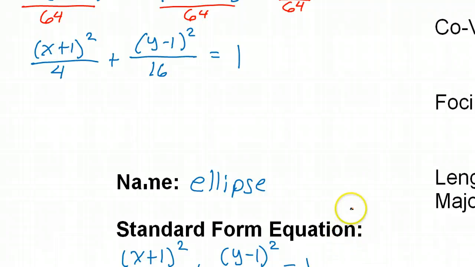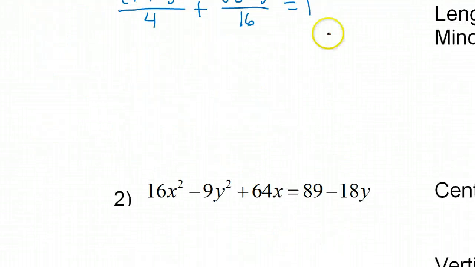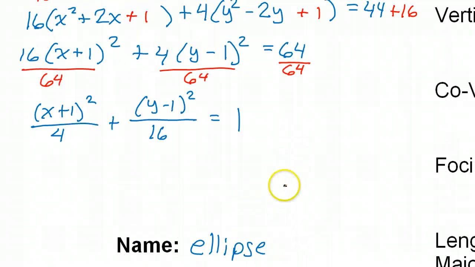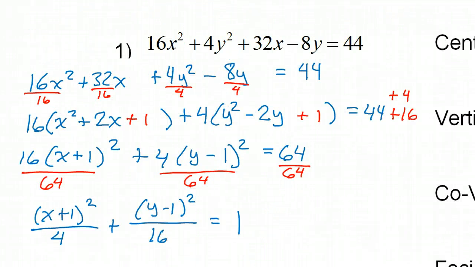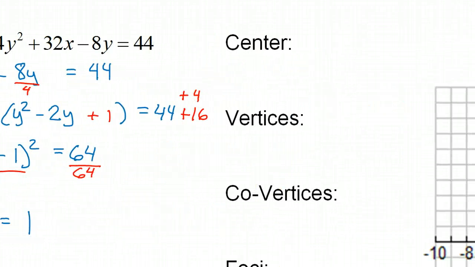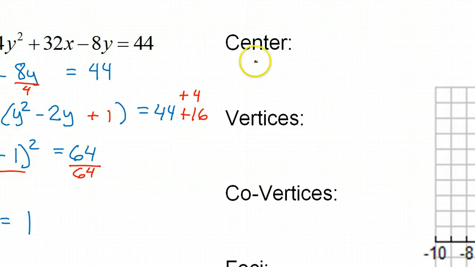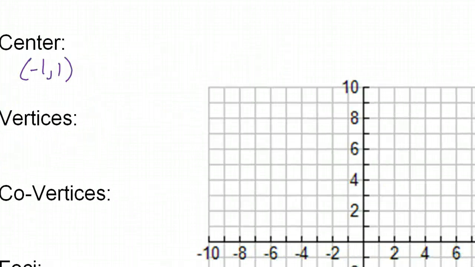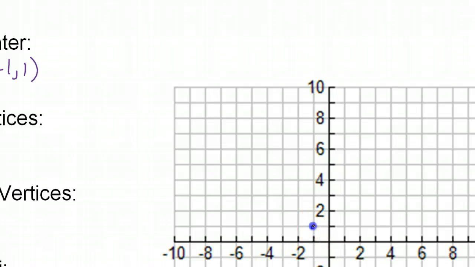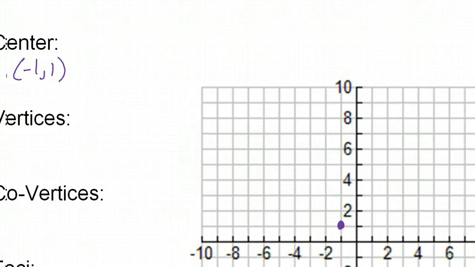Now I am in a position to answer some questions. I need the center of my ellipse, for example. Well, the center is just going to be the opposite of this and the opposite of that. So -1, comma, +1. So there's my center. And I can go ahead and graph that. -1, 1. So there's my center.